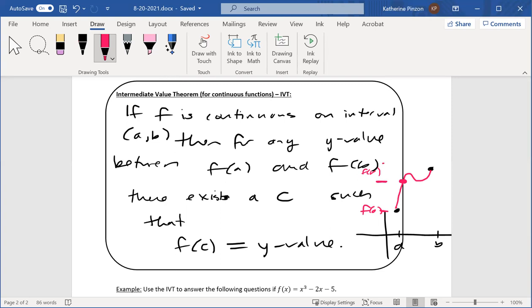So this is the super important part to remember: your function has to be continuous. When you're working on your homework, they're going to say, does the intermediate value theorem apply to this function? And you're going to have to think, is it continuous or not? If so, what can I do with it, okay?